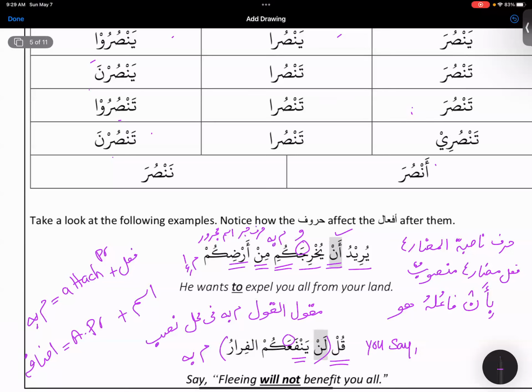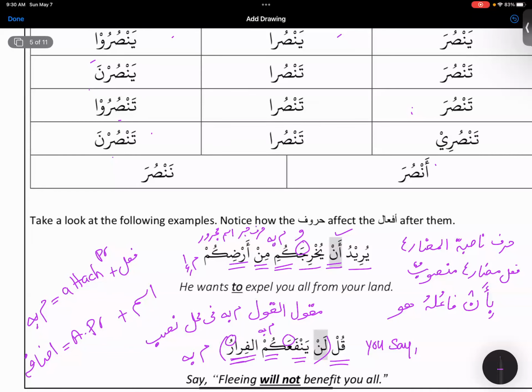Bilan. Very good. And fa'iluhu? Huwa. Okay. Yanfa'a kum. What is this kum? Maf'ulun bihi. Exactly. And what is al-firaru? Ism. Exactly, this is ism. This is rafa'. What is this rafa' doing in the jumla fi'liyya? It's a fa'il. Exactly, this is the fa'il. So that's why firar.